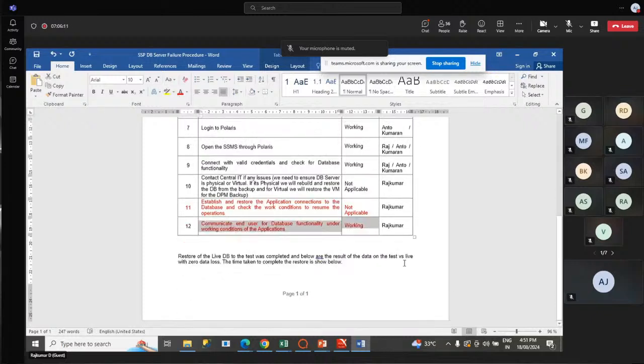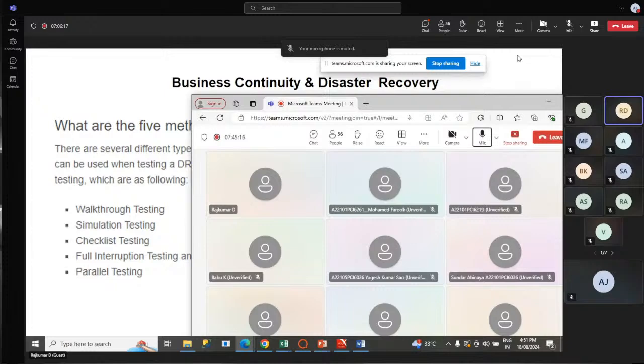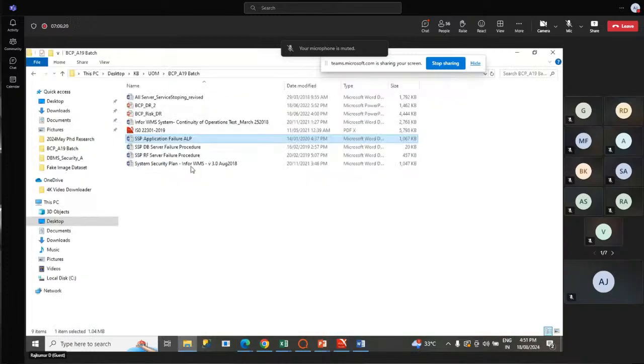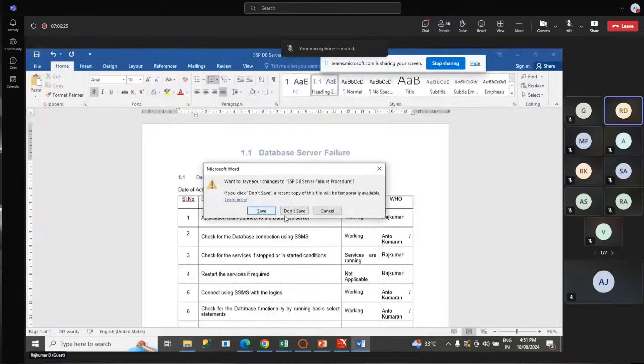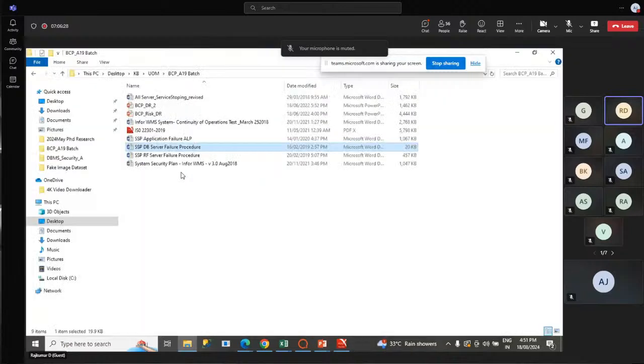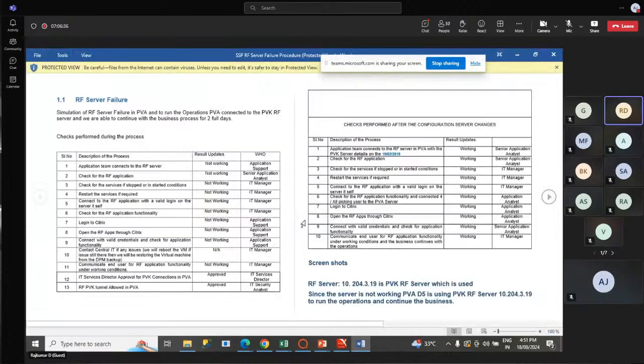So there are some more operations behind this, if something goes wrong with a DB server failure or application server failure. Let me open something else. This is again the same. System security plan, we don't want. This is for another server checklist. This has more options, so let's open this one.